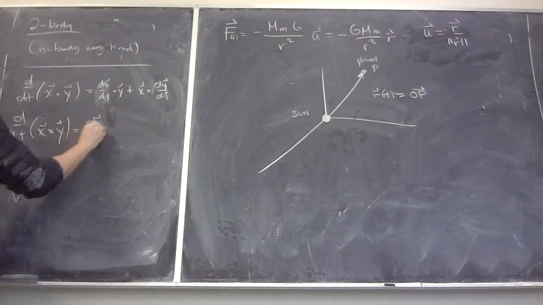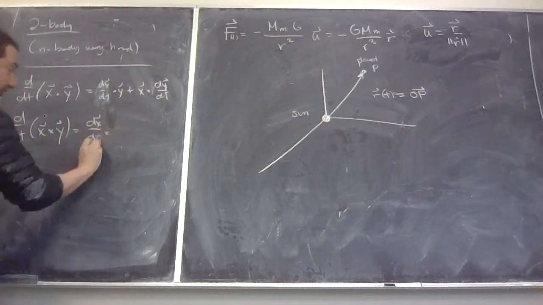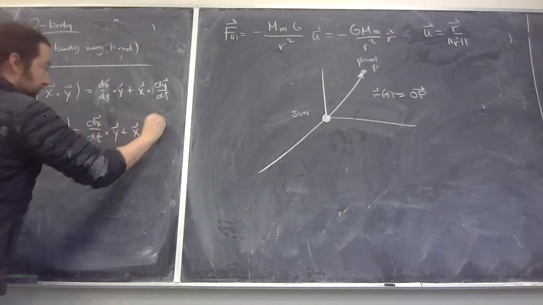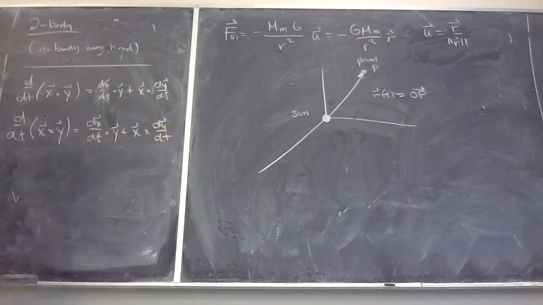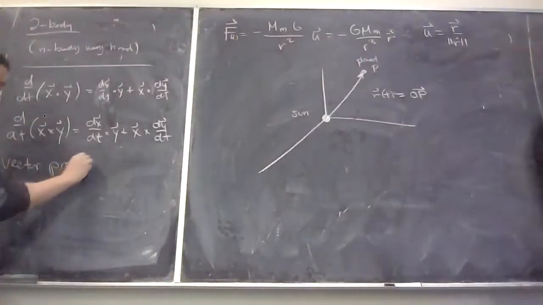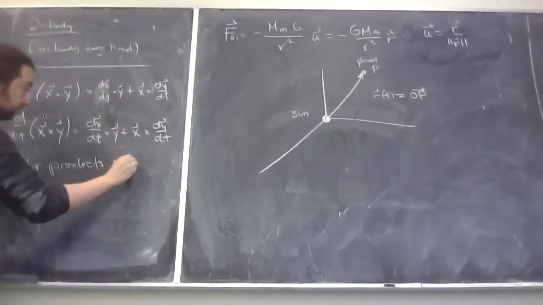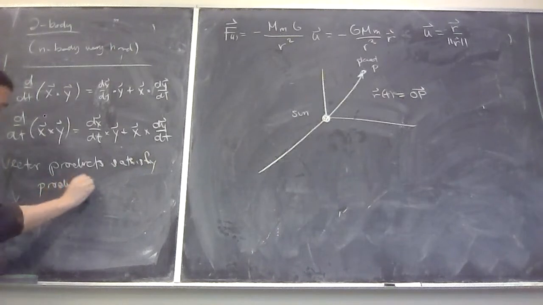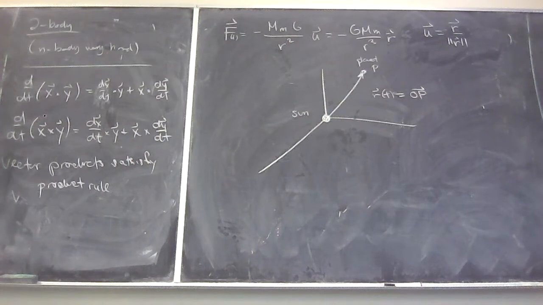And that's extra weird: dx/dt crossed with y plus x crossed with dy/dt. Okay, so vector products satisfy the product rule, which is another argument for vector calculus. It looks like calculus. We want derivatives to do this.